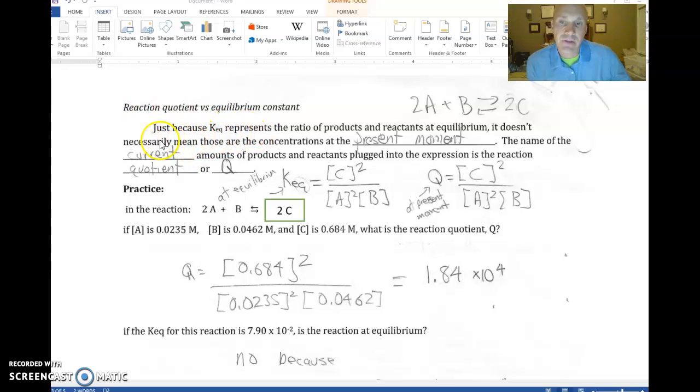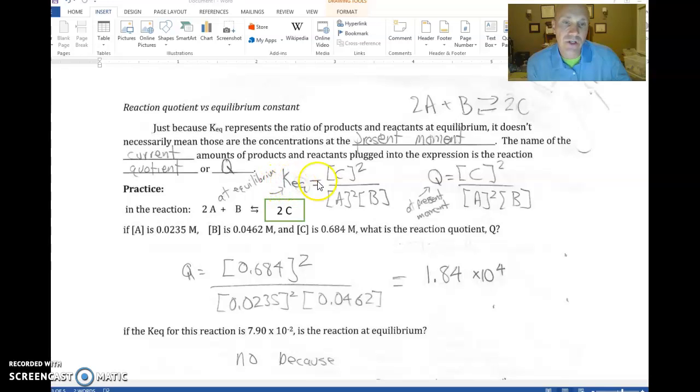So the thing is, we're very used to writing the equilibrium constant. But the thing about this particular expression is that the concentrations you put into it are the concentrations when the reaction is at equilibrium. It's possible for a reaction not to be at equilibrium, and if you put whatever the concentrations are at the present moment into this, it will not end up equaling the equilibrium constant.